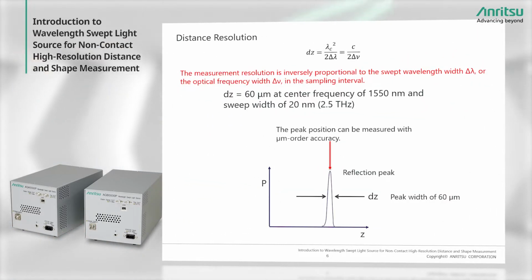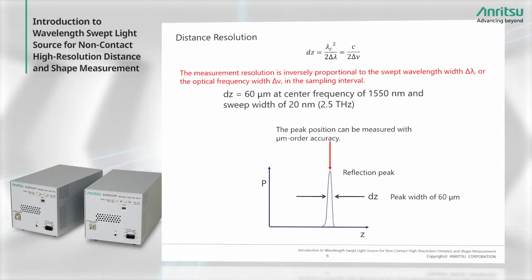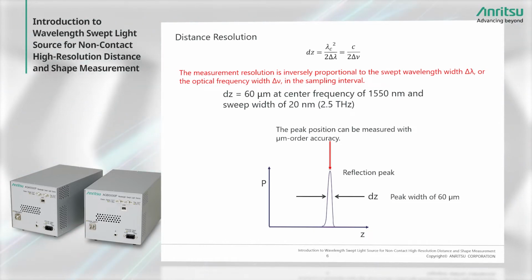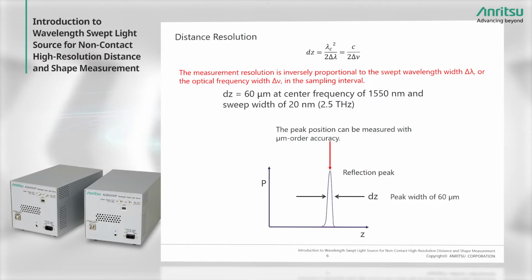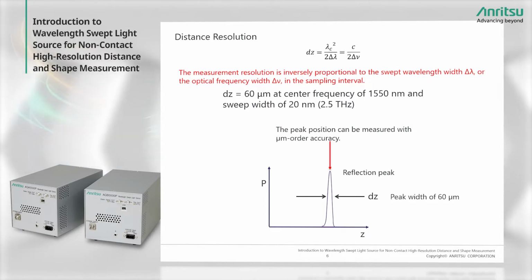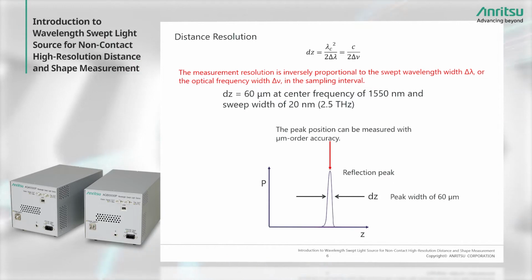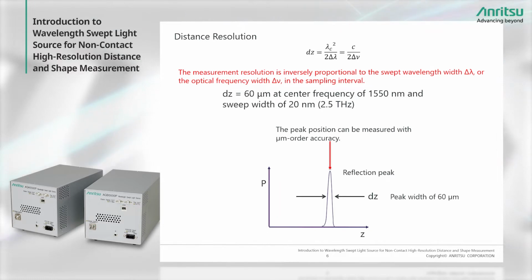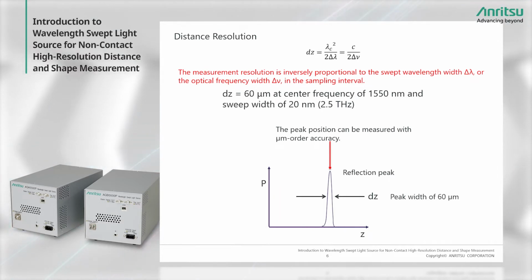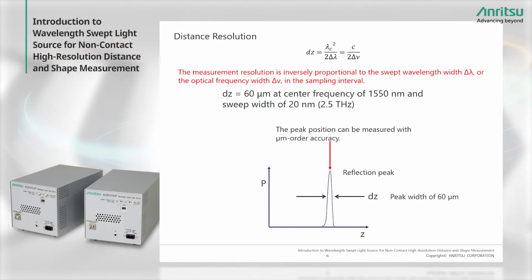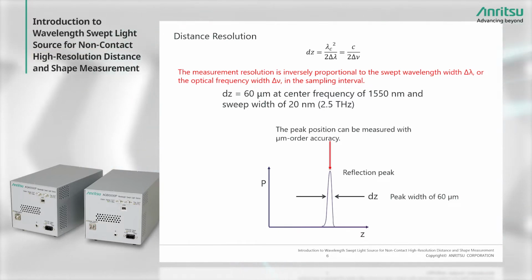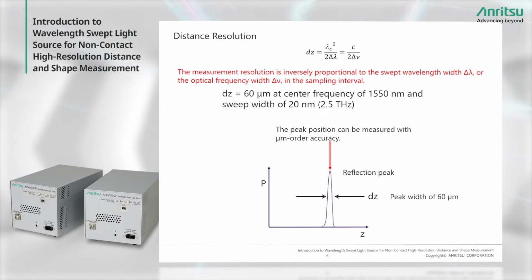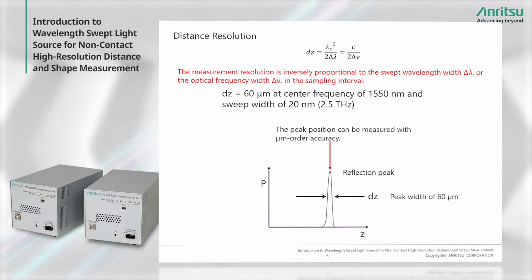This next slide explains distance measurement resolution using OFDR. According to this equation, distance resolution, dz, is inversely proportional to the swept optical frequency or wavelength width. This explains an actual numeric value when measuring with a center wavelength of 1550 nanometer and a sweep width of 20 nanometer. 20 nanometer is equivalent to an optical frequency of 2.5 terahertz, and in this case the resolution is 60 micrometer. In other words, when plotting distance on the horizontal axis and FFT power on the vertical axis, the peak is detected with a width of 60 micrometer.